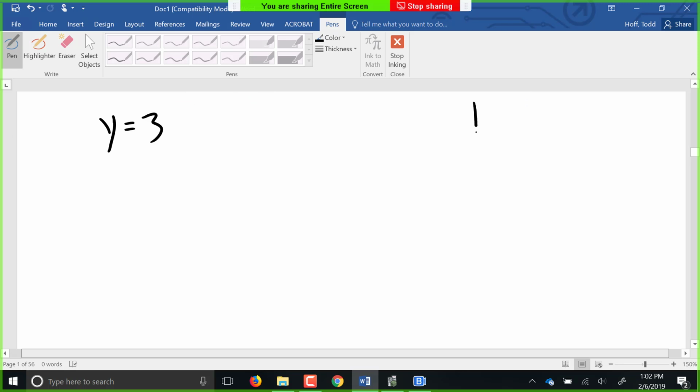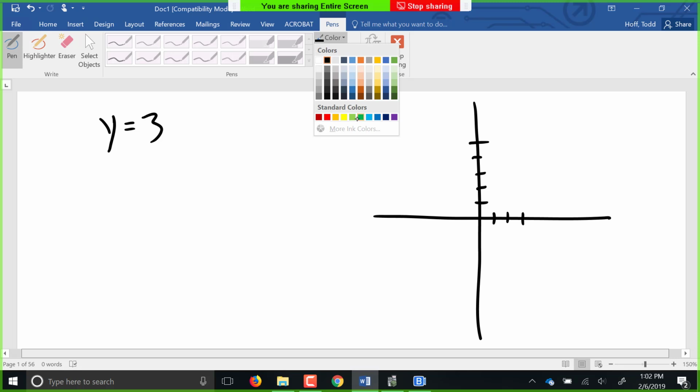Is that a linear equation? Why not, right? There's no powers on the variables. We're not dividing by any variables. That should work.